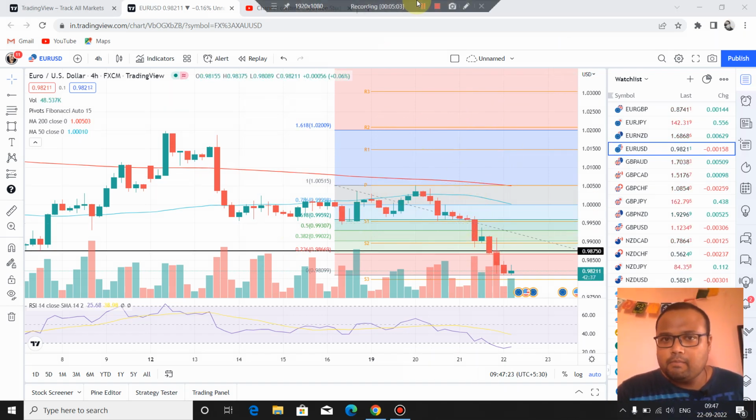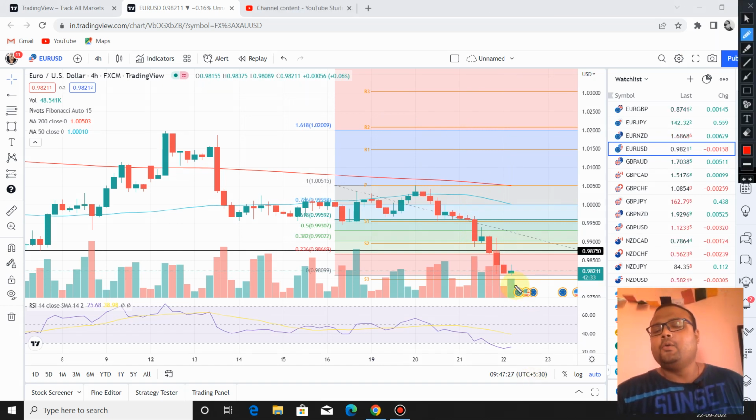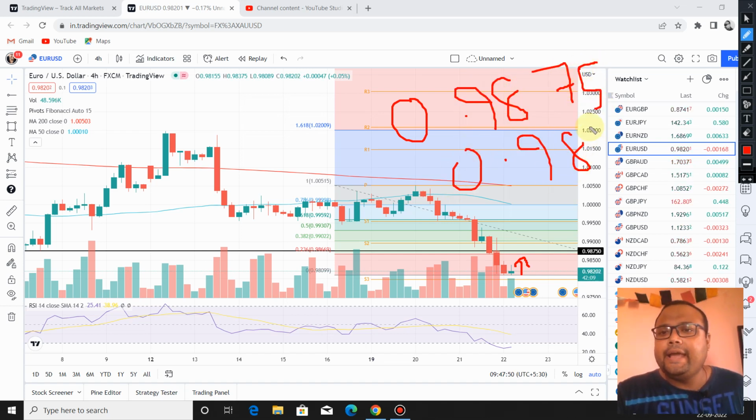So if the market breaks this level with some heavy momentum, we can go for a sell position. If you want to avoid trading for today and tomorrow, you can do it. You're most welcome. And on the other hand, if the market tries to recover from this current level, then 0.9875, 0.9870 will be the first resistance.